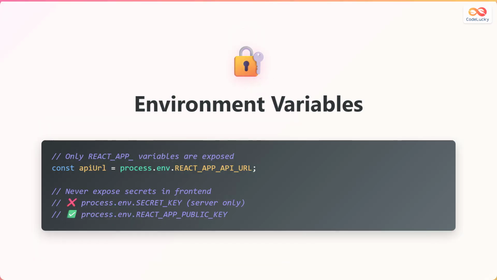Environment variables are a key part of securing your React application's configuration. When using Create React App, only variables prefixed with REACT_APP_ are exposed to the client-side code. This prevents you from accidentally exposing sensitive information, such as secret keys, in your client-side bundle. As you can see in the code block, use REACT_APP_API_URL, not just API_URL, in order to use the environment variable safely. Never include secret keys or other sensitive credentials in your React application. Keep them on the server side.